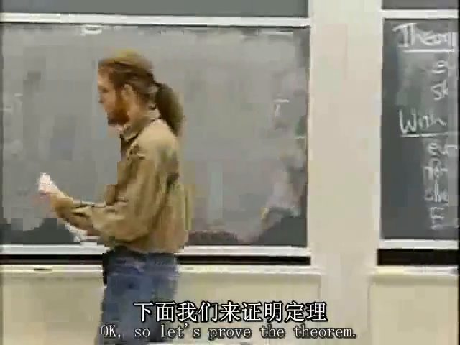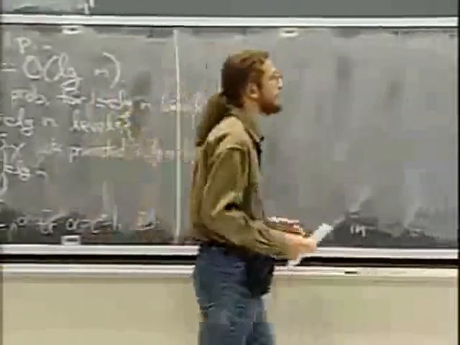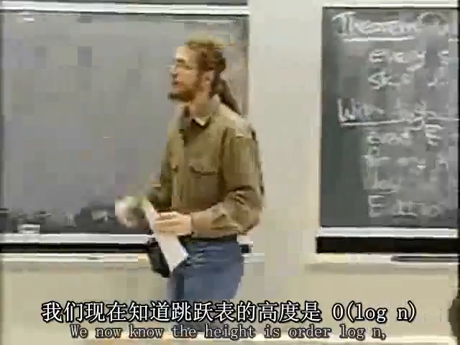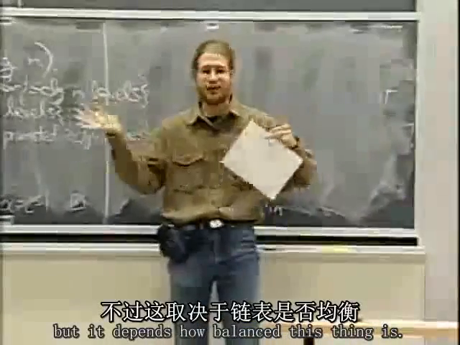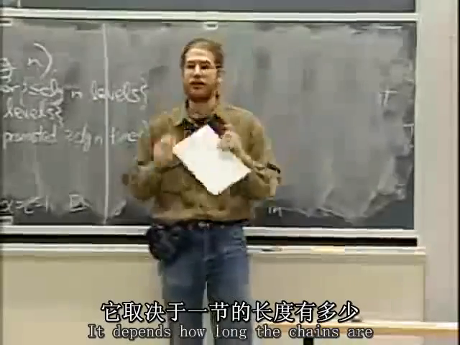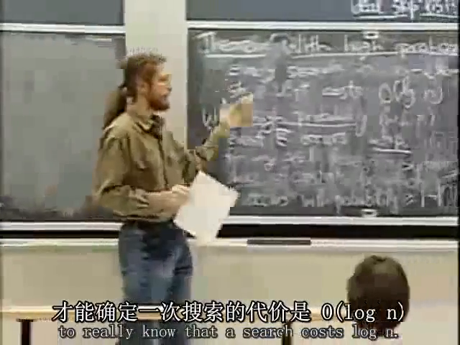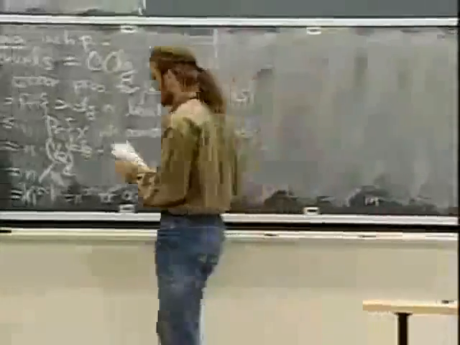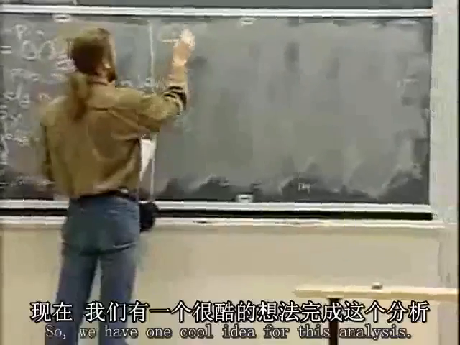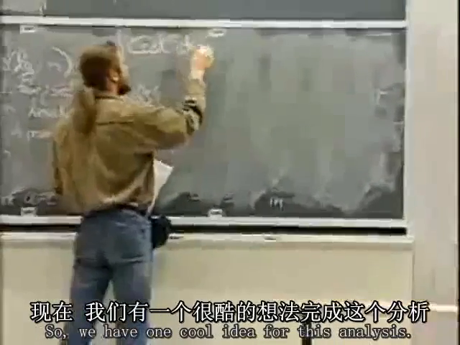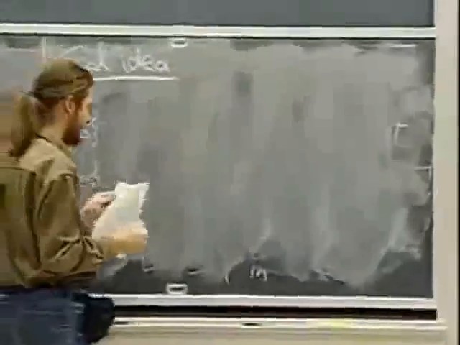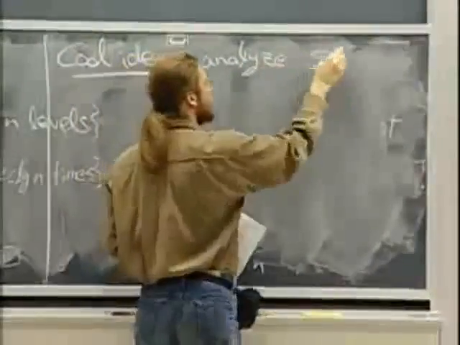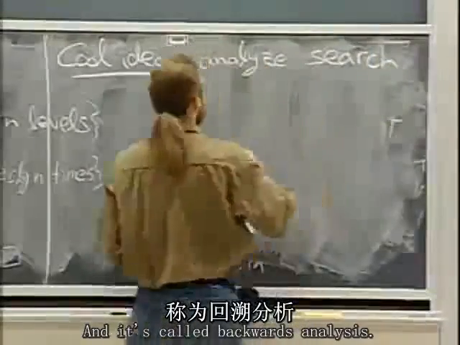Okay, so let's prove the theorem. High probability searches cost order log n. We now know the height is order log n, but it depends how balanced this thing is. It depends how long the chains are to really know that a search costs log n. Just knowing a bound on the height is not enough, unlike a binary tree. So we have one cool idea for this analysis. And it's called backward analysis.